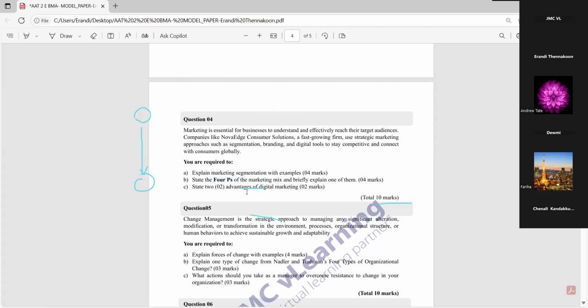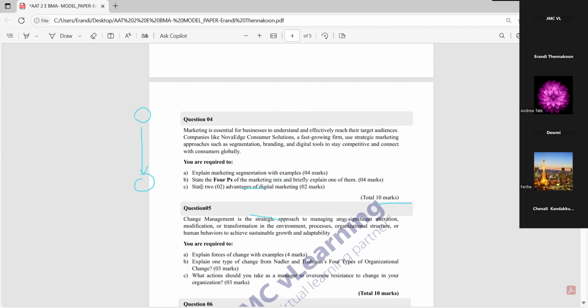State 2 advantages of digital marketing. What is digital marketing? We can refer to digital marketing as all marketing efforts that utilize electronic devices or the internet. That is digital marketing, right? Advantages. What are the advantages? You have to state, you have only to mention the advantages. No need to explain what digital marketing is and all. No need to give examples.